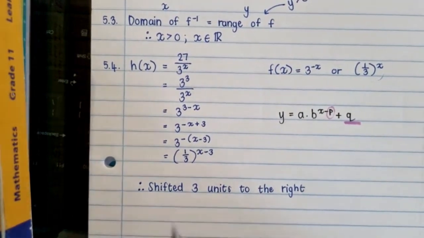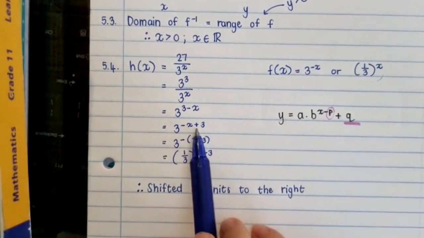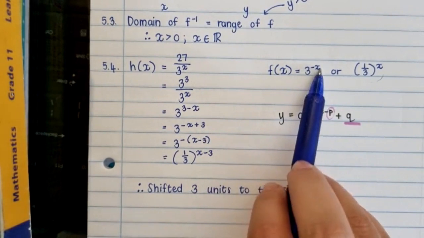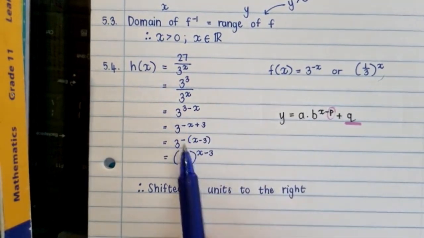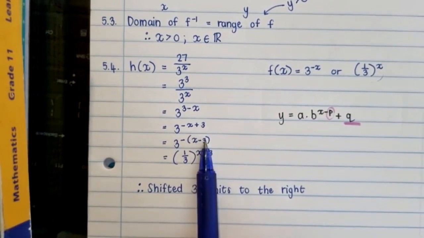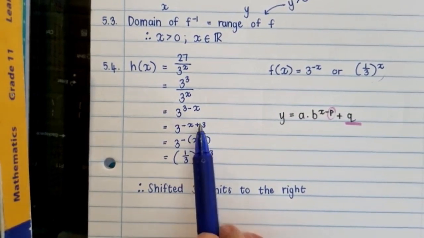So that's the thing. If you leave it like this, it does look like it shifted 3 units to the left, right? But actually the whole shift, it shifted from negative x to negative x minus 3. Okay? All right, I'll explain that again.